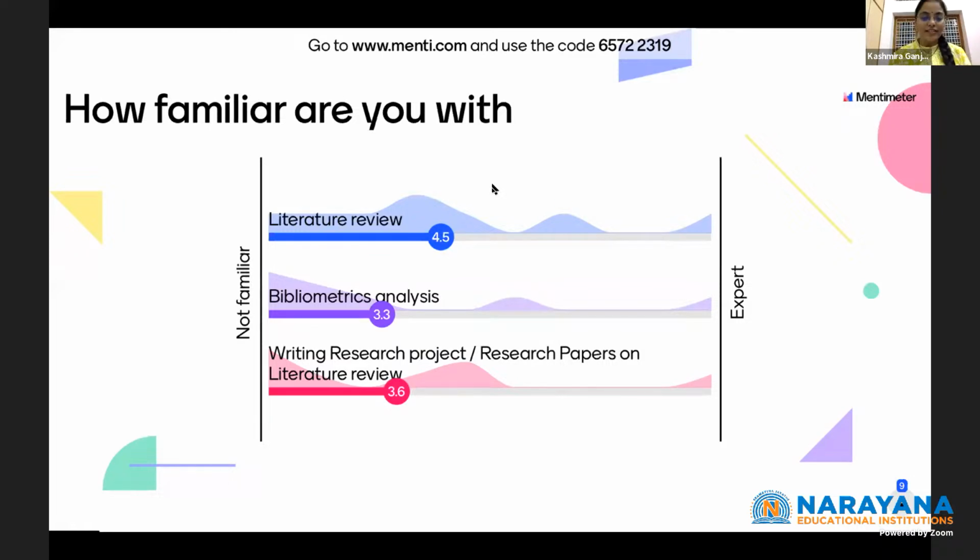All right. So I think not many of them know what exactly a literature review is, and you are not much familiar with bibliometric analysis. On average, it's 3.1, and on average, writing a research paper is 4.1. So we will deal with all these aspects throughout our seminar, and we will make sure that you have enough knowledge on these aspects. So yeah, let's move ahead.